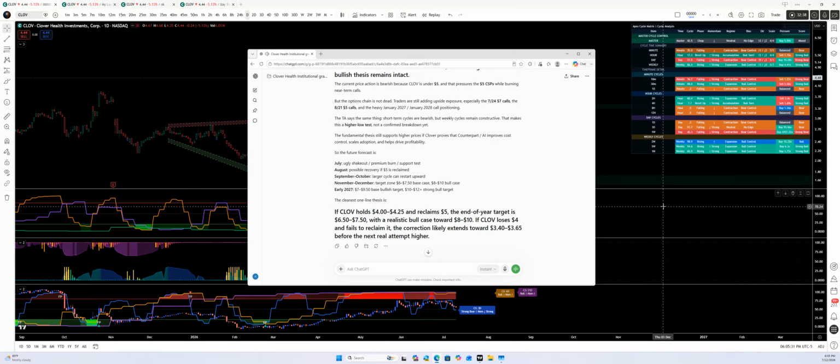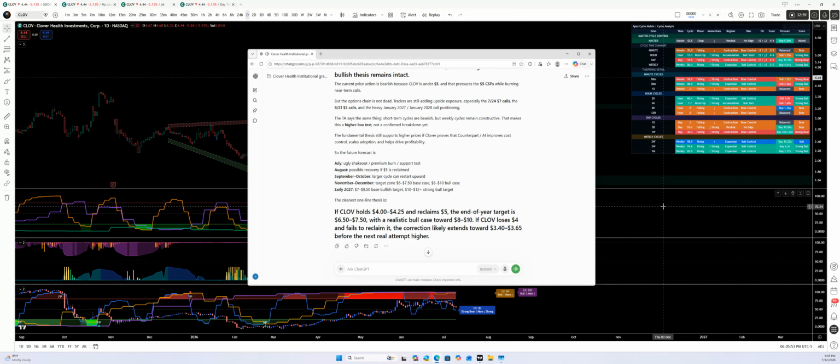Upside reclaim levels. The recovery path is just as clear. $4.50, first stabilization, and a bounce becomes believable. $5, options chain reclaim level. $5.50, bullish call pressure starts waking back up. $6, momentum confirmation. $7, major options chain magnet. $8.50 to $10, late year bull target zone if momentum confirms.